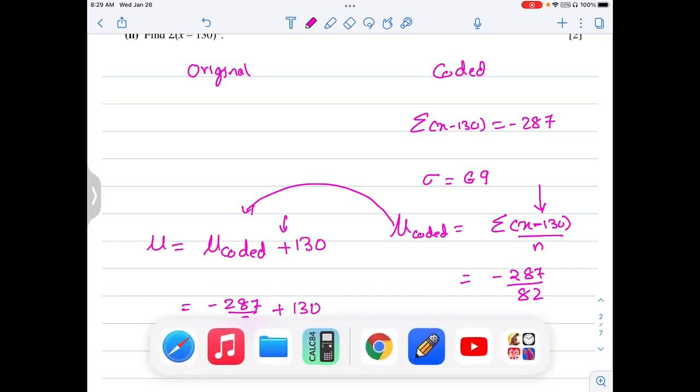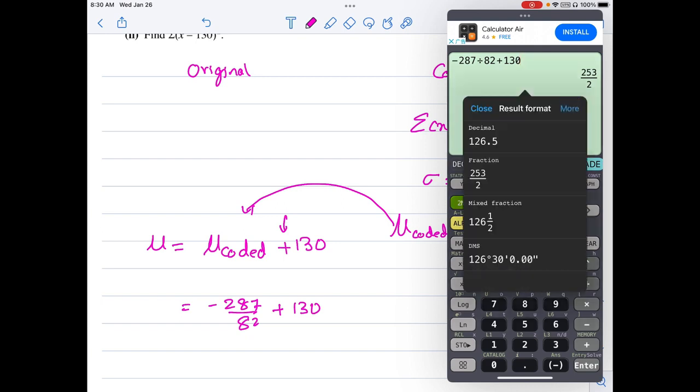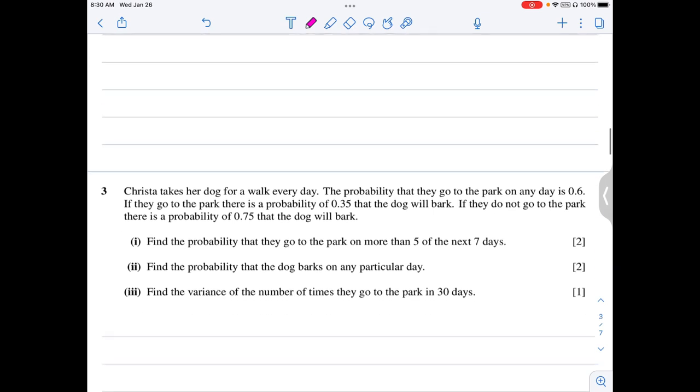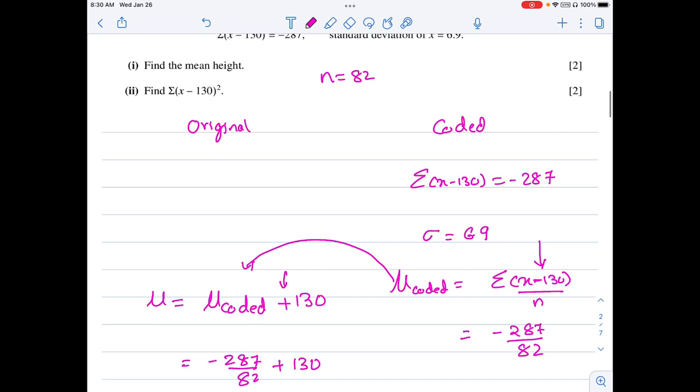So I take the calculator. Minus 287 divided by 82, which gives me minus 3.5, plus 130. So the answer is 126.5. That's going to be the answer for the mean. Next, what else is being asked?